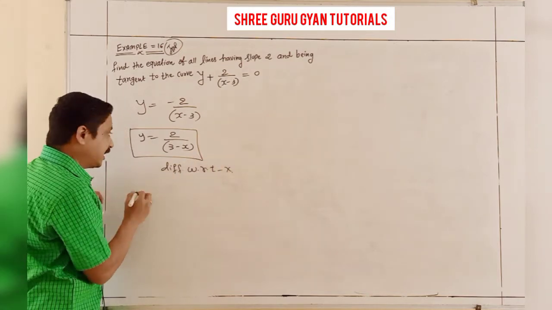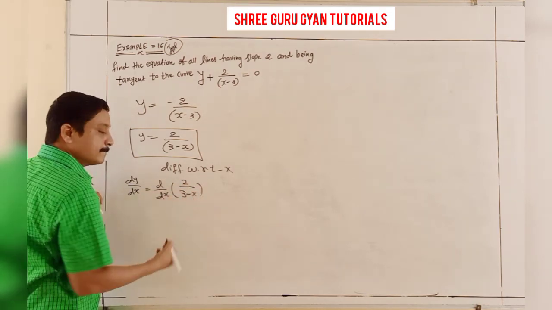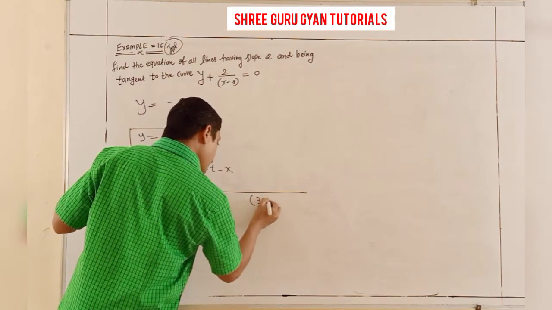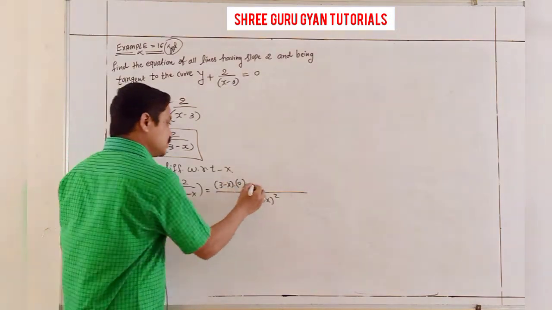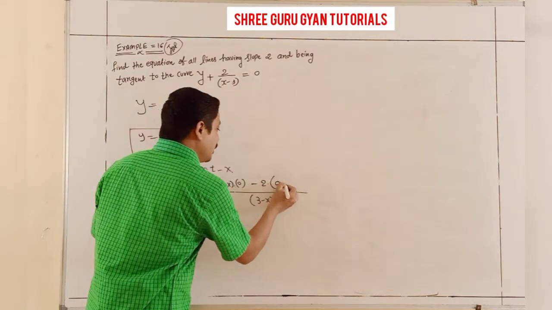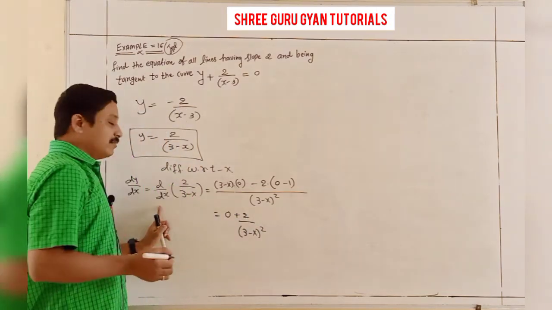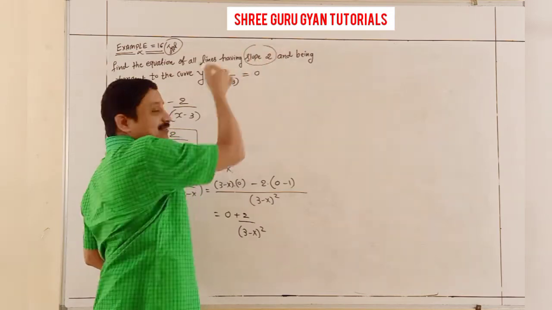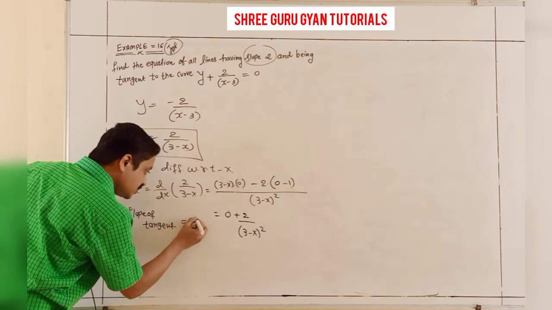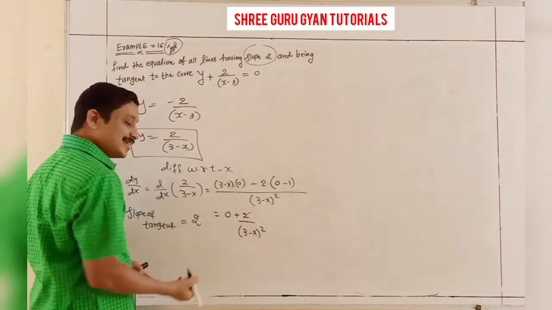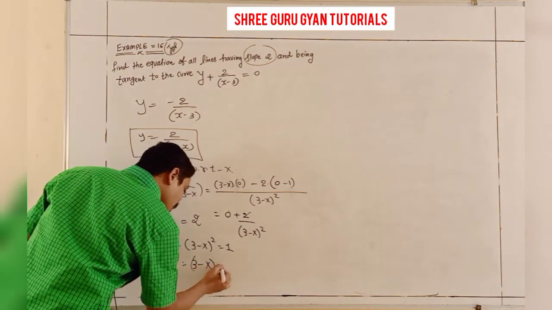Differentiation with respect to x. So dy by dx is d/dx of our function, so in the denominator, square. Now denominator times numerator derivative 0, minus numerator times denominator derivative minus 1. So it is 0 plus 2 by 3 minus x whole square, but what does that indicate? It is the slope of the tangent, which is 2. Now this 2 and this 2 cancel. Only I have 3 minus x whole square equal to 1. So 3 minus x is equal to plus or minus 1.